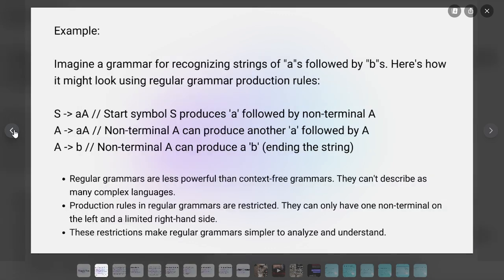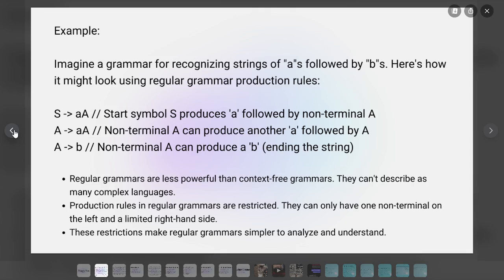For example, imagine a grammar for recognizing strings of a's followed by b's. Here's how it might look using regular grammar production rules. S can replace small letter a and capital A. Start symbol S produces a followed by non-terminal capital A. Capital A can replace small letter a.